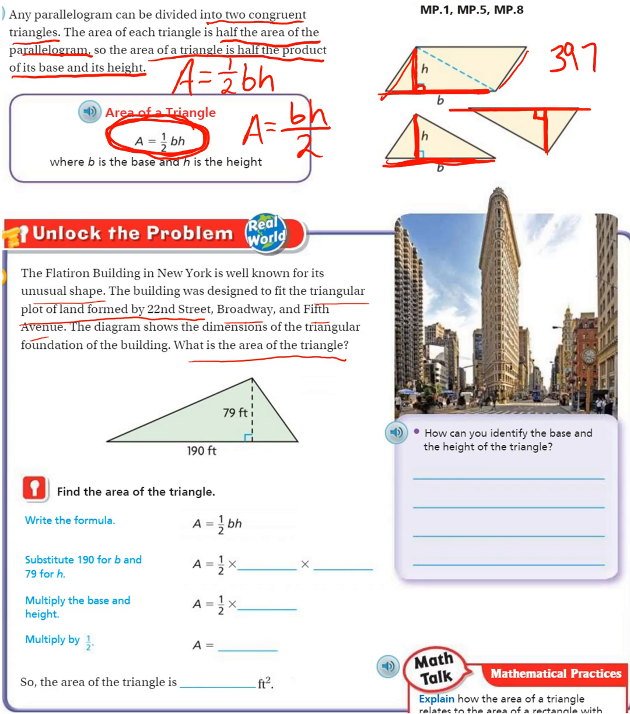So a lot of information here, but really this is all we need, our little diagram here, where we have the height, our vertical line, and our base, our horizontal line. And our formula says area equals 1/2 times the base, which in this case the base is 190, times the height, which is 79. But again, since it's all multiplication here, we can put those numbers in any order we want.